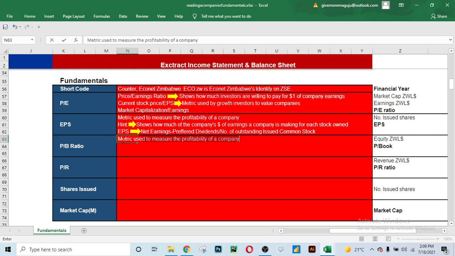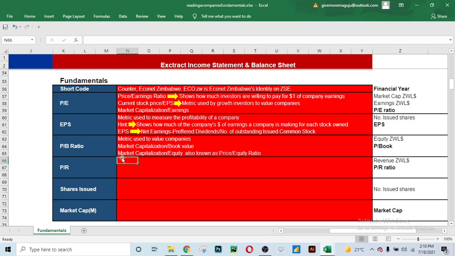Metric used to value companies. Okay, and the formula can be written as market cap or market capitalization. I just love to write it in full, divided by book value. Okay, or we can write it as market capitalization divided by equity, and also known as price equity ratio. Okay, so that's perfect. So we are going to do all these computations.